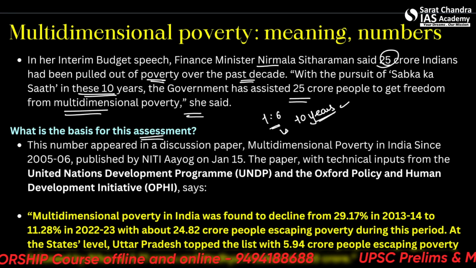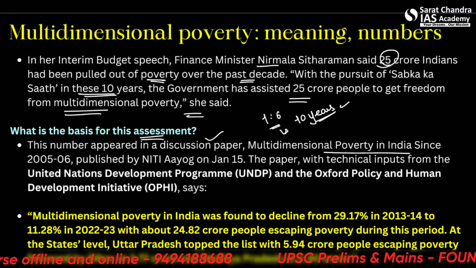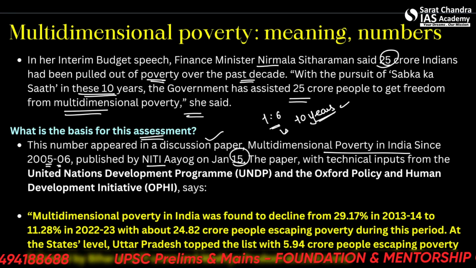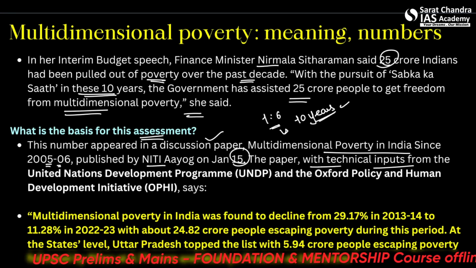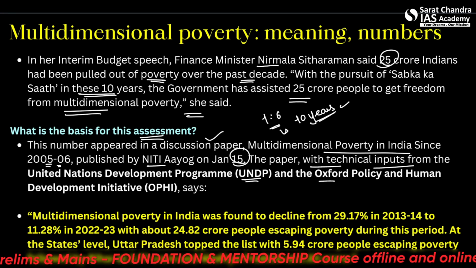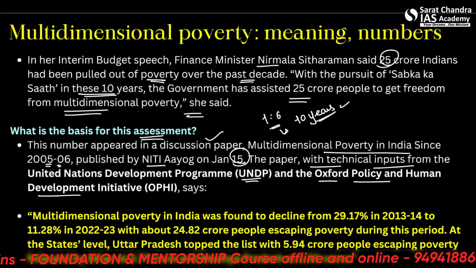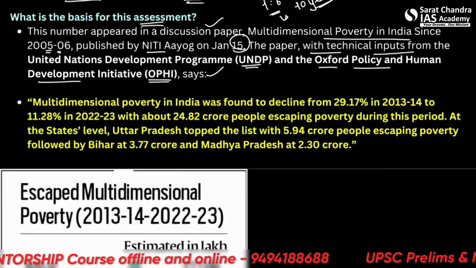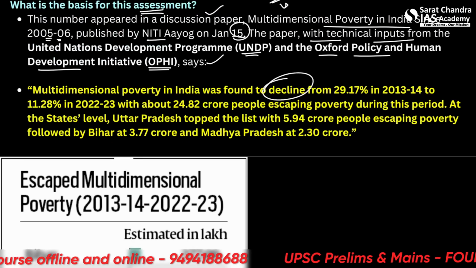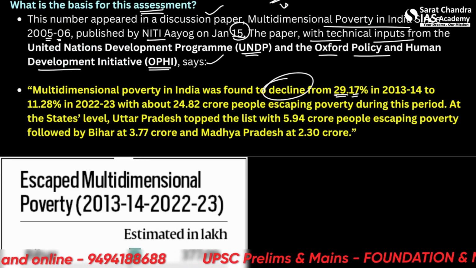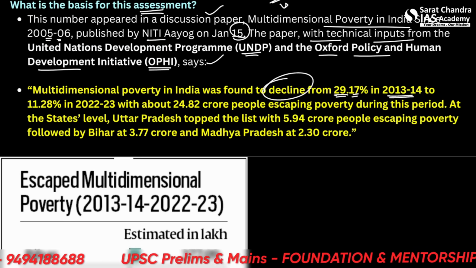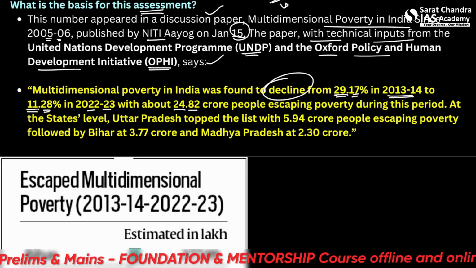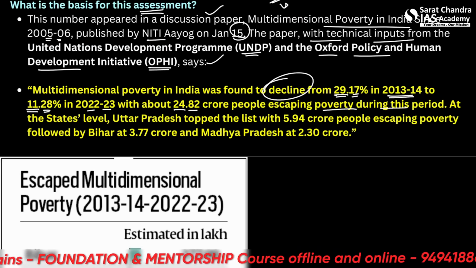So this number appeared in a discussion paper, Multidimensional Poverty in India since 2005-6, published by NITI Aayog in January 2015. The paper, with technical inputs from the United Nations Development Programme, that is UNDP, and the Oxford Poverty and Human Development Initiative, that is OPHI, says that multidimensional poverty in India was found to decline from 29.17% in 2013-14 to 11.28% in 2022-23, with about 24.82 crore people escaping poverty during this period.